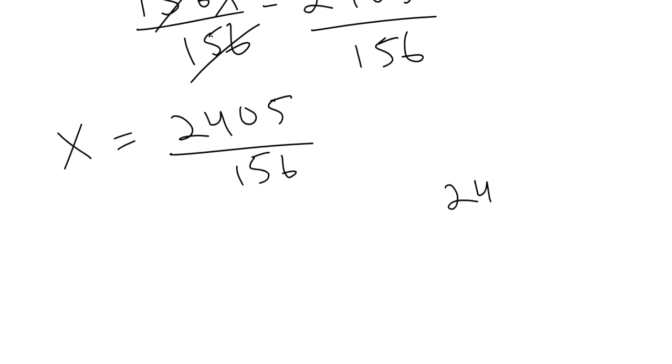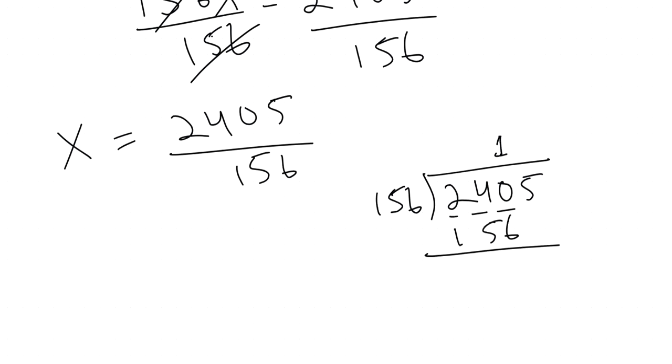2,405 divided by 156. 156 doesn't go into 224, but it does go into 240. So we put a 1 here. Then 156 goes there. We have to borrow from the 4, make it a 3. This becomes a 10. 10 minus 6 is 4. We can't do 3 minus 5, so we borrow from the 2. 13 minus 5 is 8. 1 minus 1 is 0. And then bring down the 5.